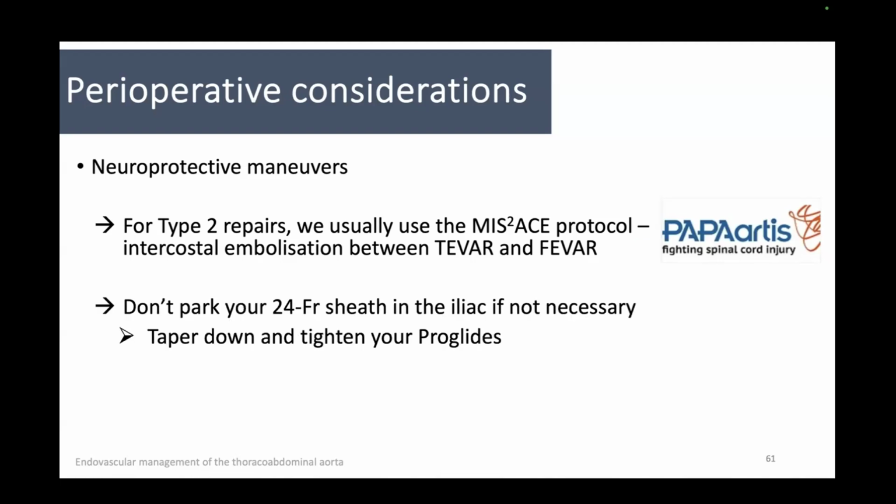And please don't park your 20 French sheath in the iliac if not necessary. If you are done with the main graft and you don't need this 20 French sheath anymore, you can taper down by putting a smaller introducer and tightening your ProGlides. And the more you do it, the less chance you have of an ischemia of the leg or paraplegia because of less blood flow through the internal iliacs.